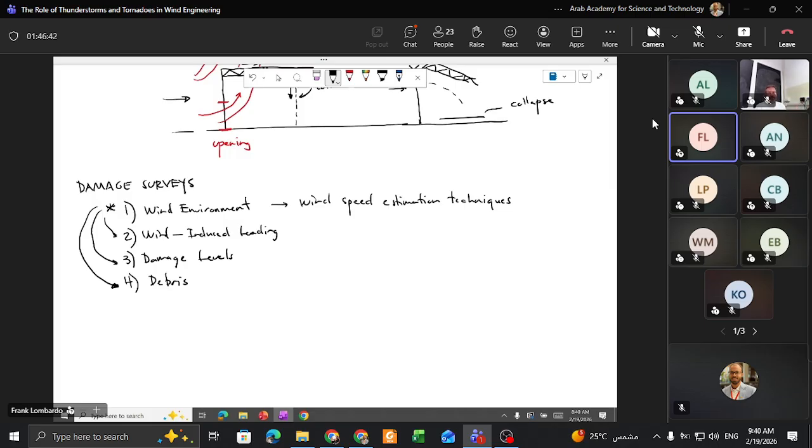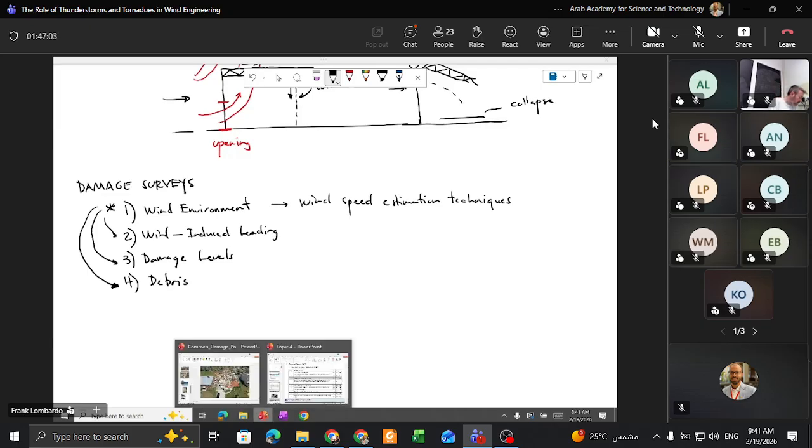For your homework, you did the Rankine vortex model. You have a speed and a direction. Then you can have your structure of interest, and then you could essentially transform that speed and direction time history into wind loading, right? Based on obviously the wind velocity and then the angle of attack on your building.